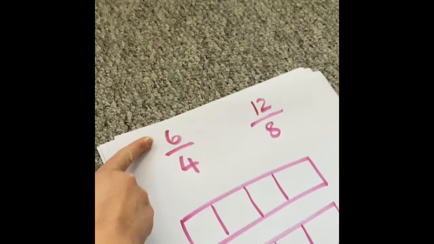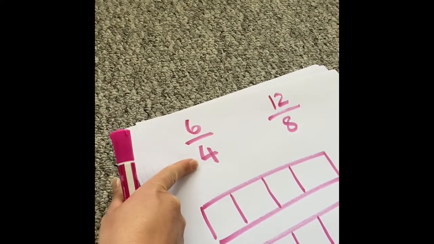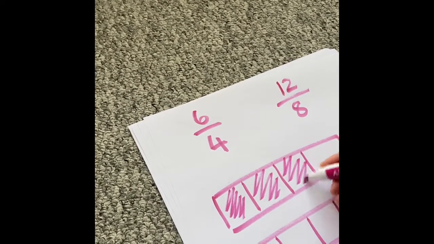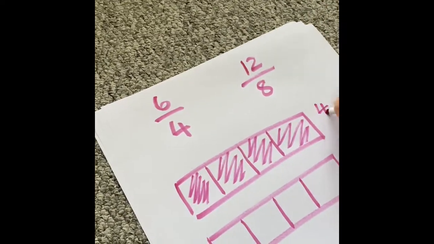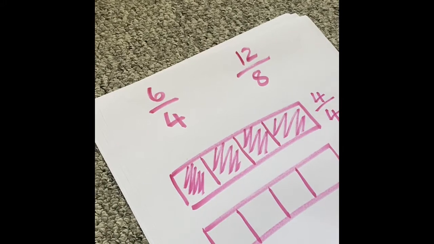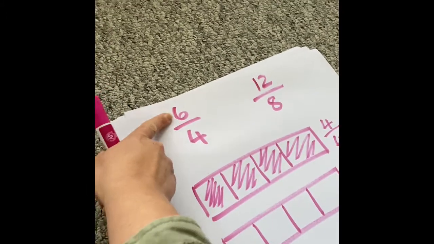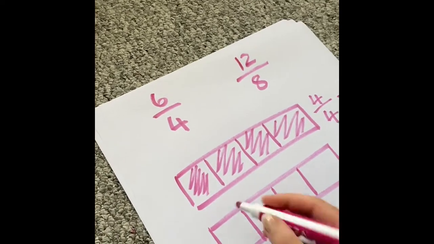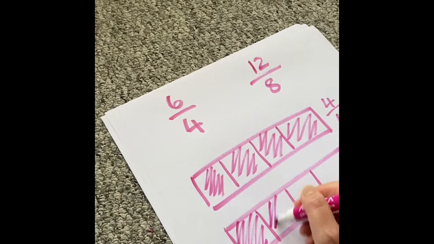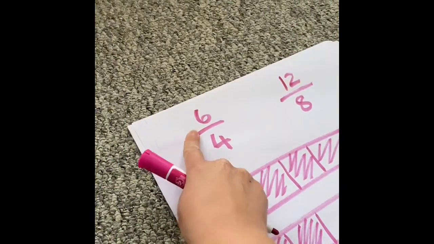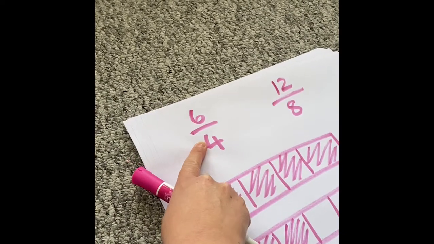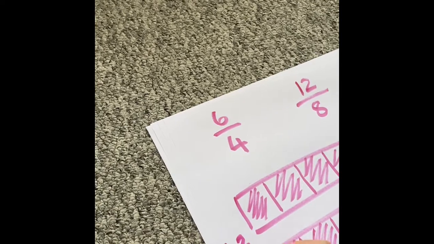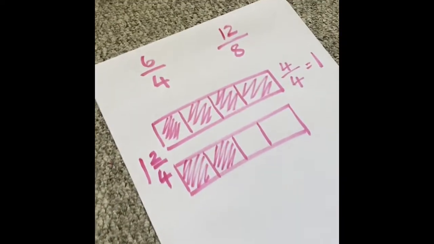So I need to colour in 6 of them. Now I know that a whole is already 4 quarters. So that would make 4 over 4, but I've got 2 left because it's 6 quarters. 1, 2. So actually I know that 6 quarters is equal to 1 and 2 quarters there. Okay, so that's what I've got there.